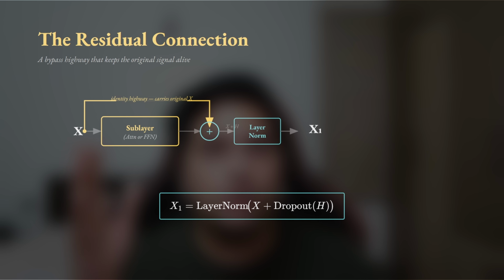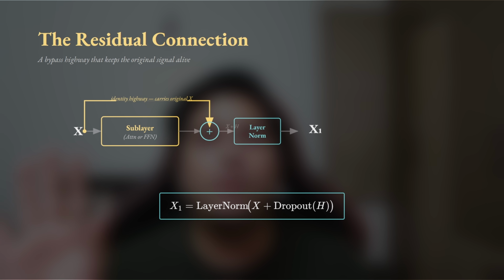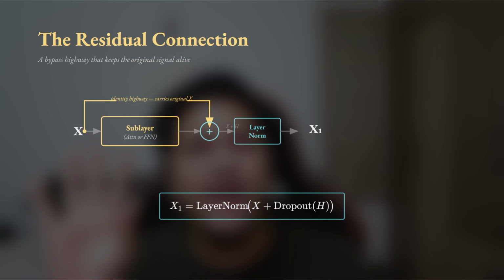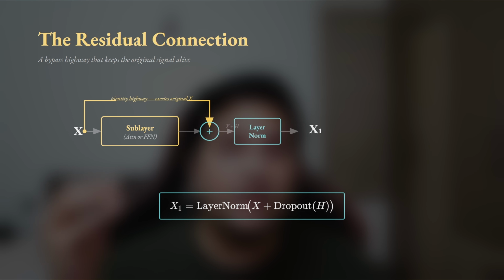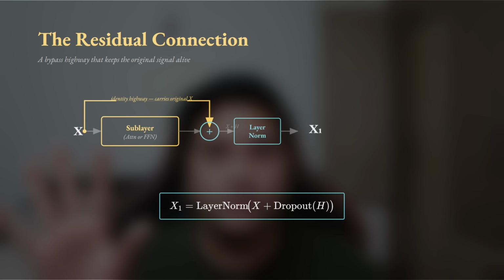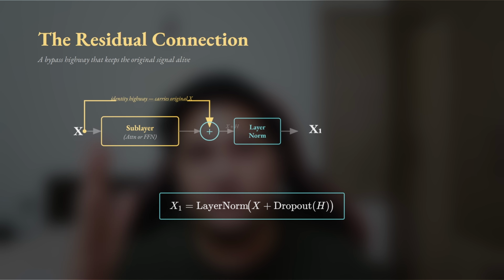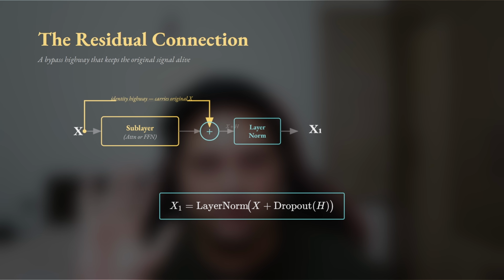X is equal to layer norm of X plus dropout of H. The dropout term is a training-time regularization. During training, some values in H are randomly zeroed out to prevent the model from over-relying on any one pathway. During inference, the dropout is switched off and H is used in full. The result of the formula exactly matches the diagram: add the bypass to the sublayer output and then normalize.